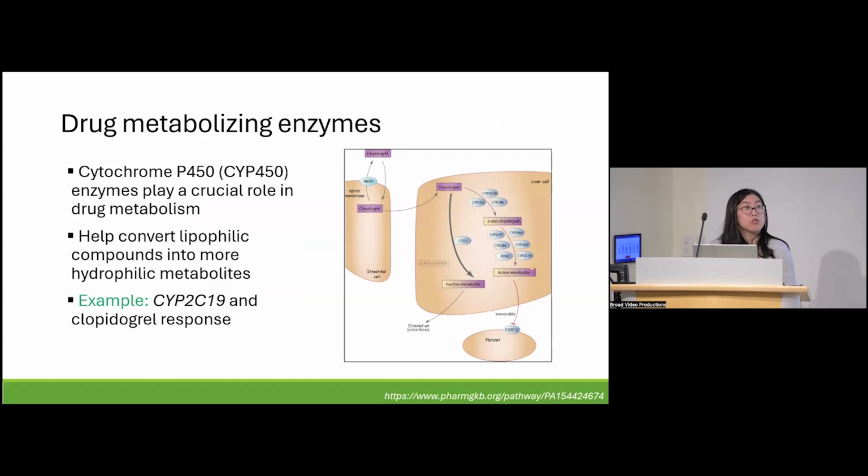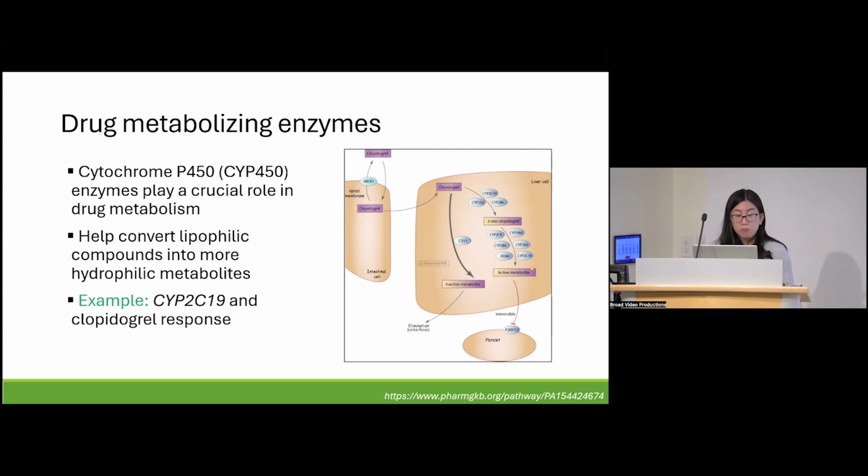Another source is drug metabolizing enzymes. One key family here are the cytochrome P450 enzymes, which are mostly present in the liver, and they play a crucial role in drug metabolism, often converting lipophilic medications into more hydrophilic metabolites. And one key example here is with CYP2C19 and clopidogrel response. Clopidogrel is a medication that is used for prevention of strokes and heart attacks.